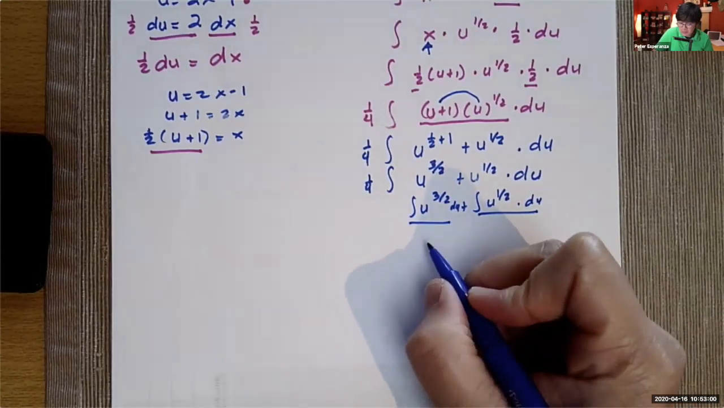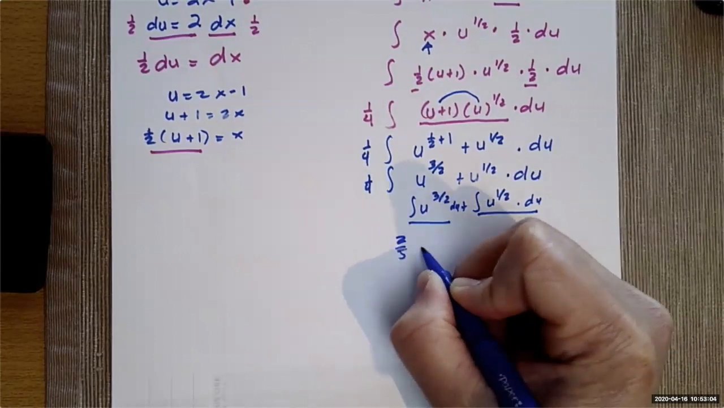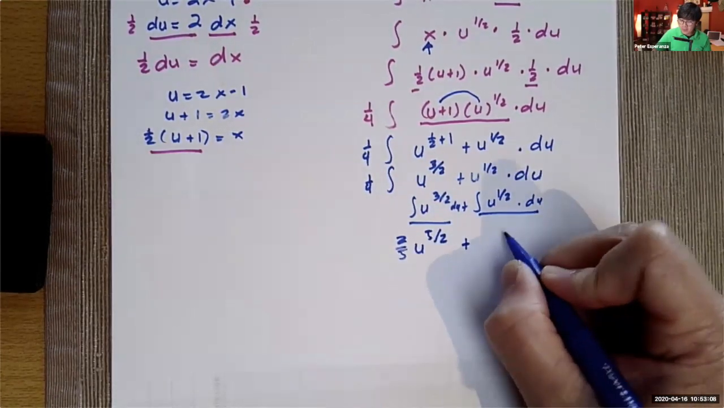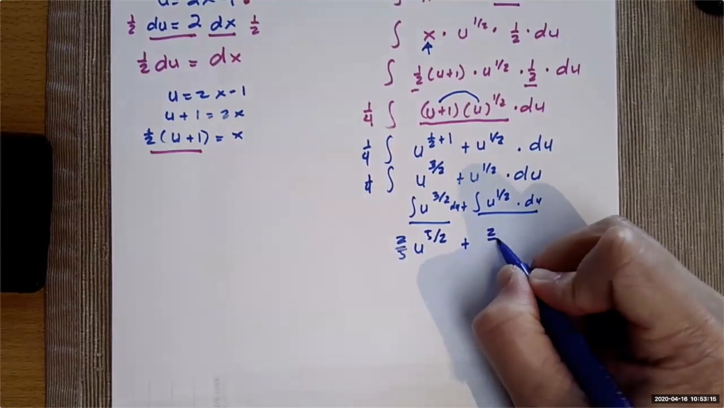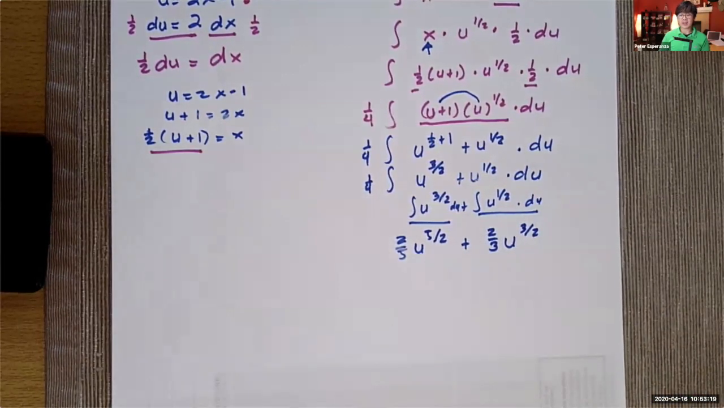What did you get? 2/5? Yes. U to the 5/2. And that is correct. What about the other one? U to the 1/2. 2/3 u to the 3/2. Is there anyone here who has a different answer?